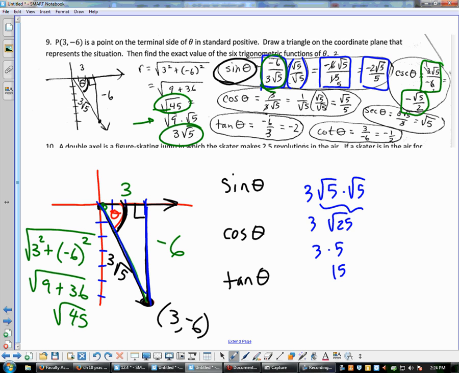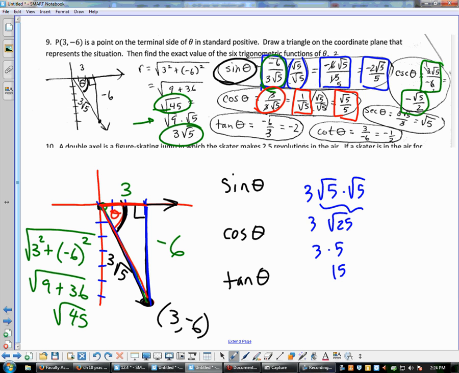All right. Likewise with cosine. For cosine, I want to take the adjacent over the hypotenuse, so that's going to be 3 over 3 rad 5. I divide out the 3's and I get 1 over rad 5. Multiply by rad 5 over rad 5, and I get square root of 5 over 5.